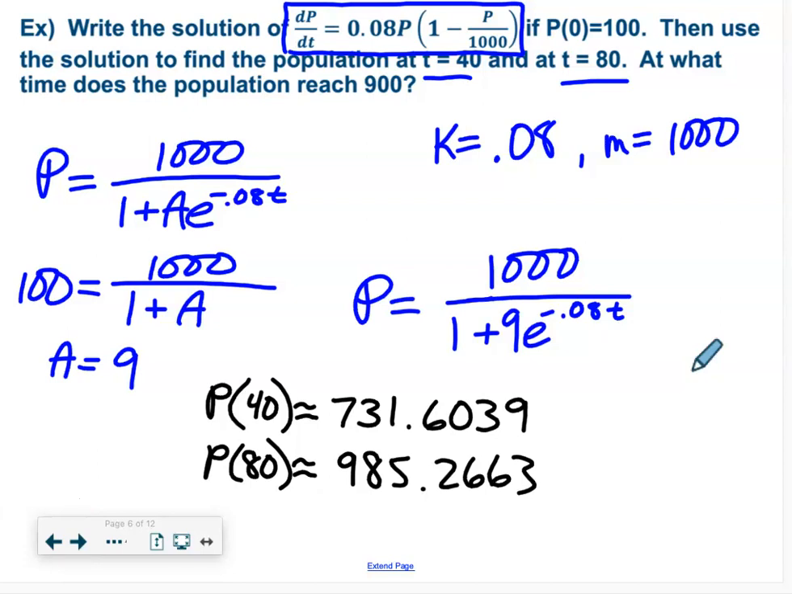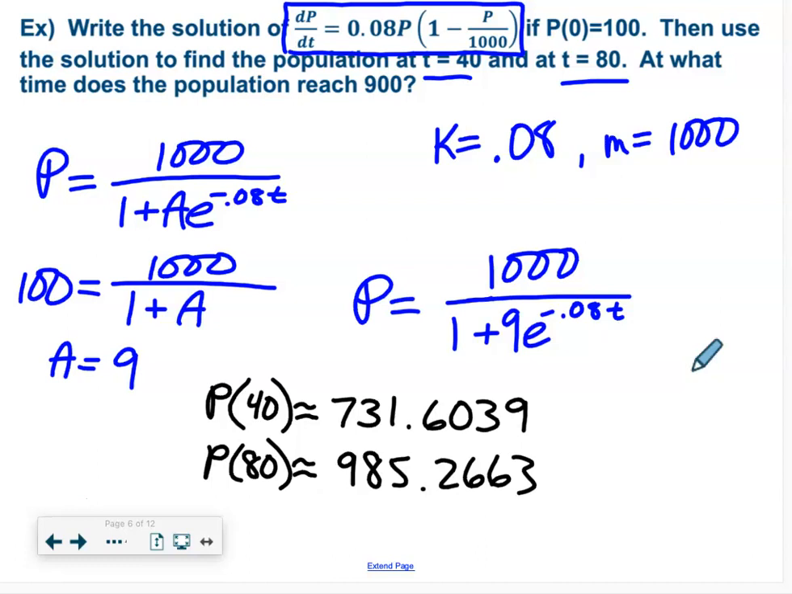Did the problem say to round? If it doesn't say to round, how many decimals do you have to give? 3. Did it ever even say population was representing people? It could be tape recorders, right? You guys probably don't know what that is, but anyway, it could be anything. We don't know. So yes, you always give decimals unless the problem says to round, right?